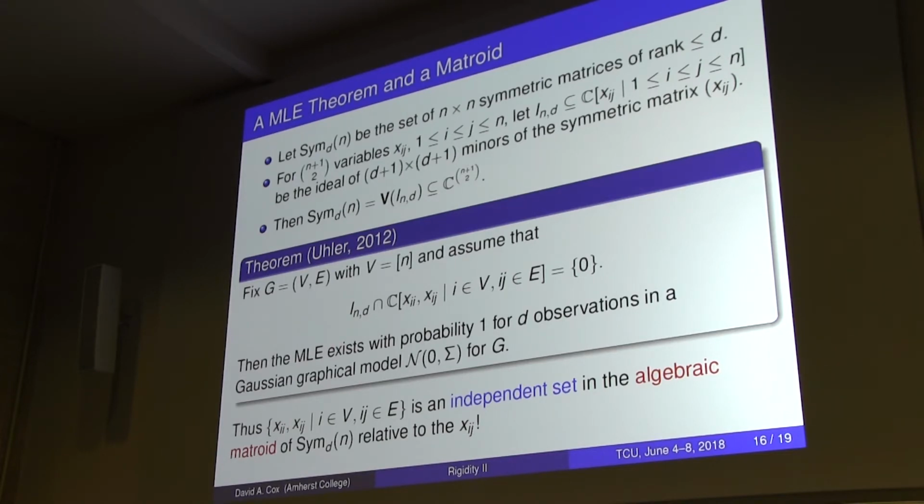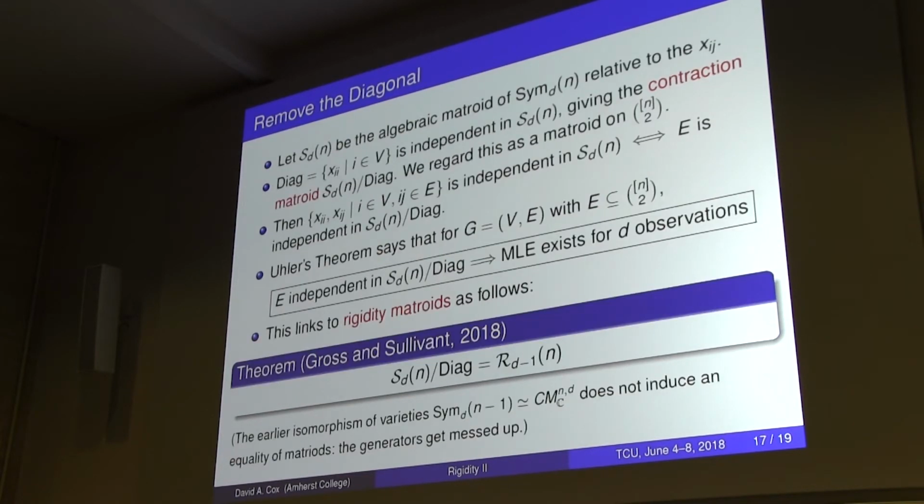So now we have independent sets and matroids giving us information about maximum likelihood estimates. But remember that n-by-n matrices are related to the Cayley-Menger variety, and the Cayley-Menger variety is the rigidity matroid. So something should be going on here, and that's what Gross and Sullivan figured out. Because remember, we have to get rid of the diagonal.